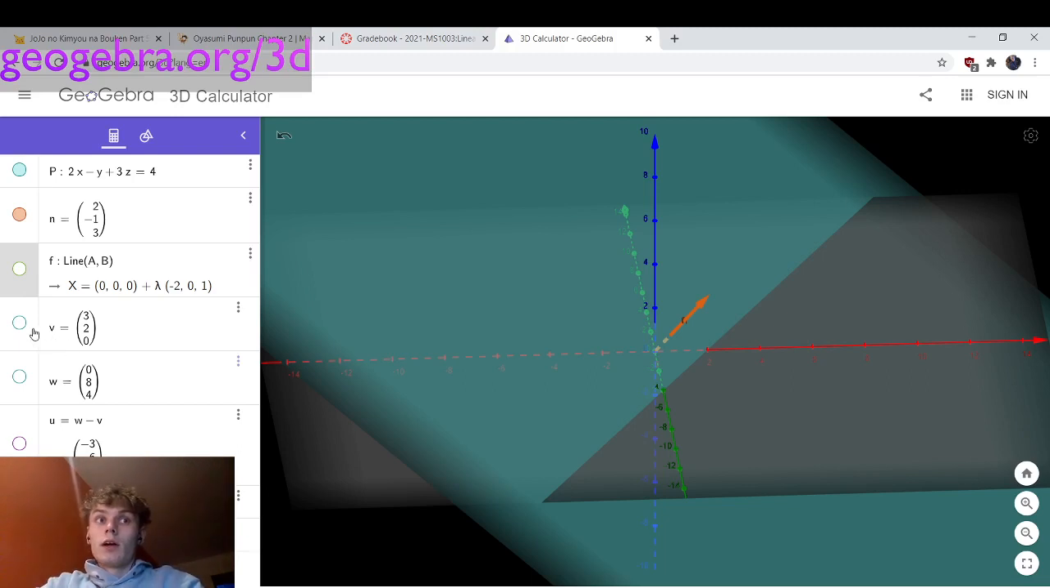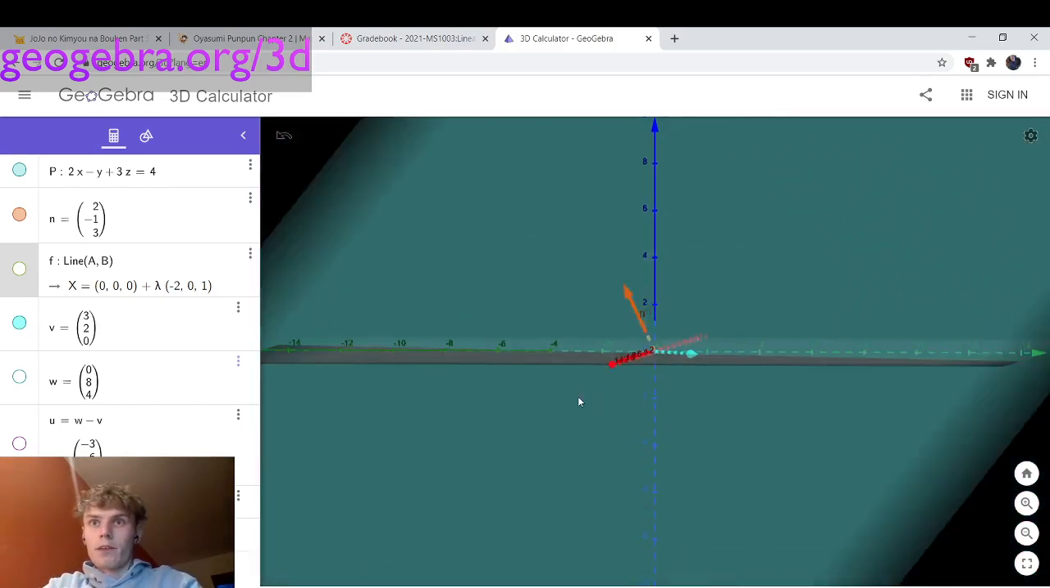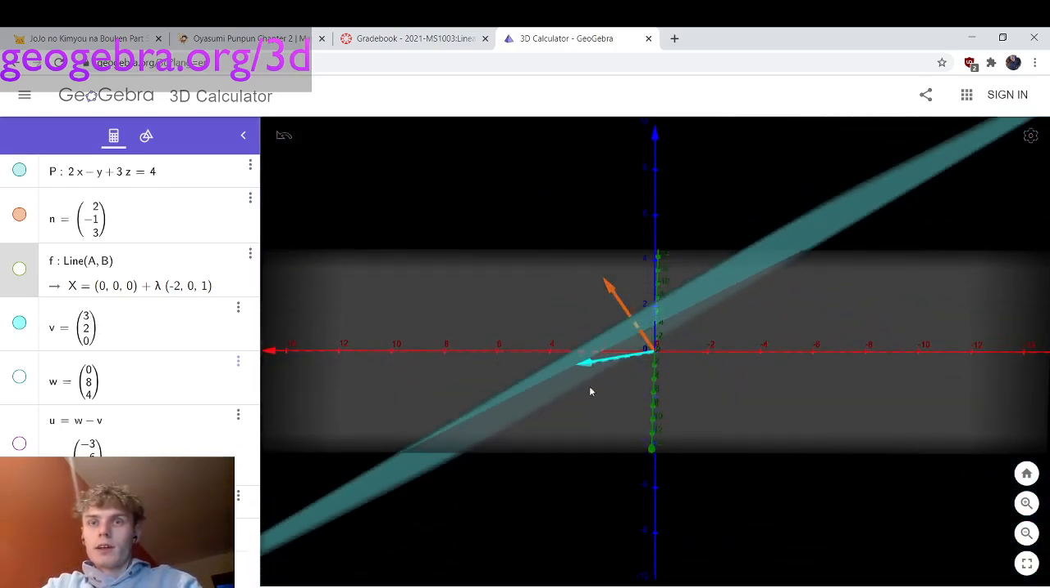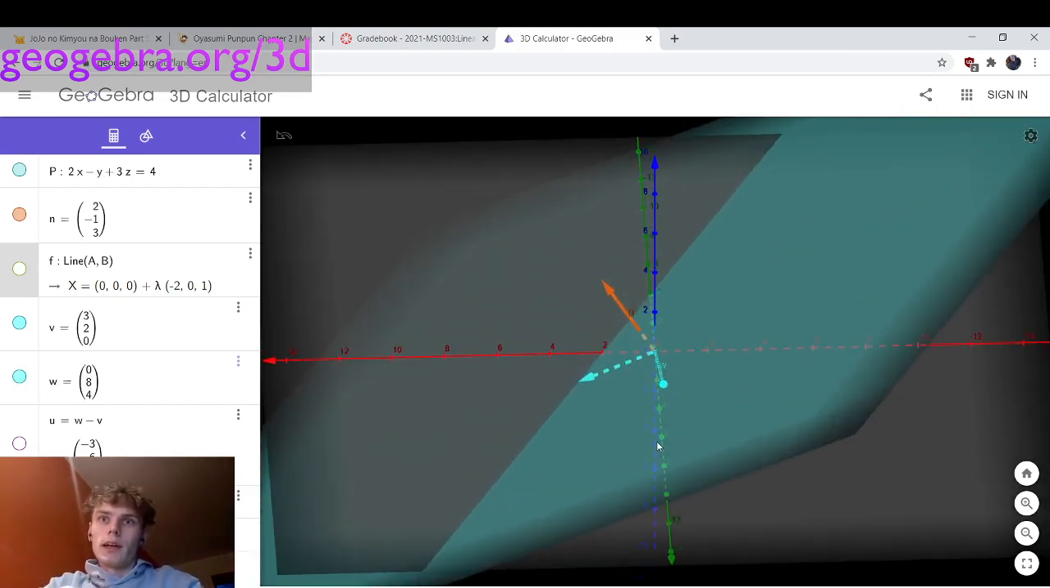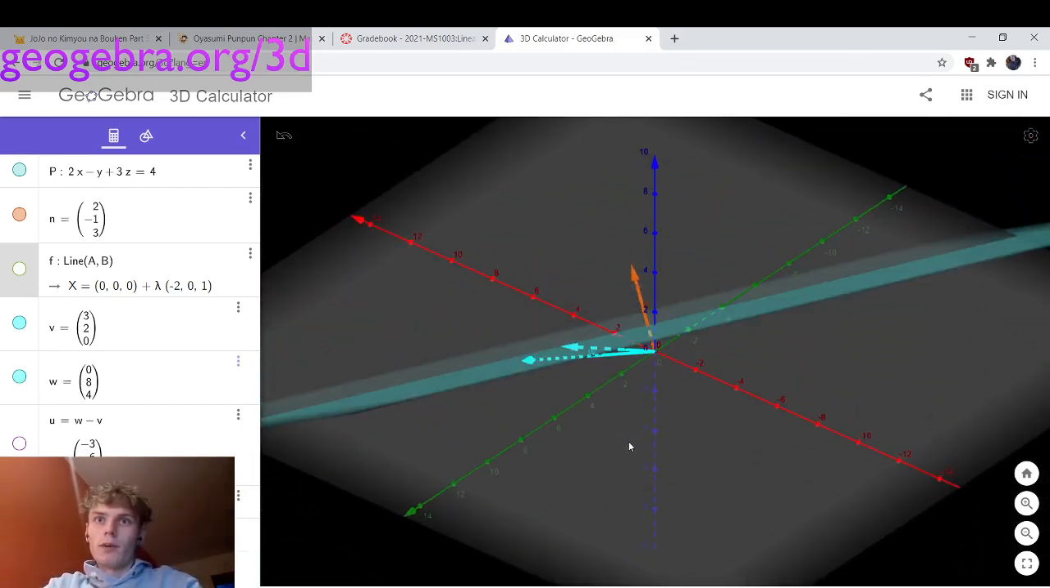Well, if we take two vectors on the plane, let's say v is 3, 2, 0. You can check yourself that if you plug 3, 2, 0 into this equation here, you do in fact get 4. So v is on the plane, and v looks like this. And then I've got another vector w. Again, this is on the plane, and you can check it yourself if you want to. If I put it there, you can see this is w. I have w and v.